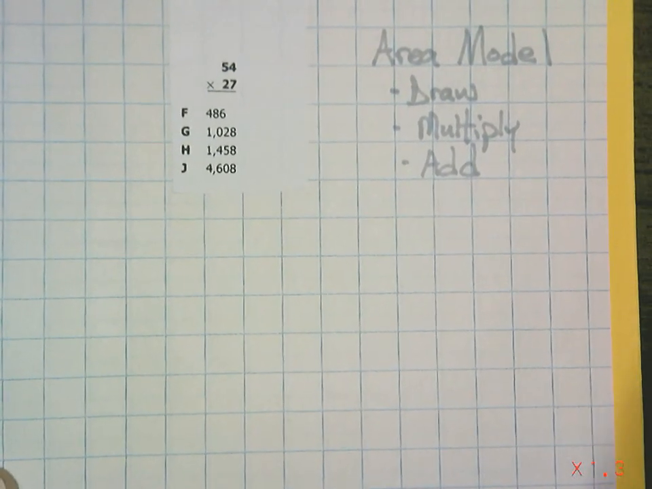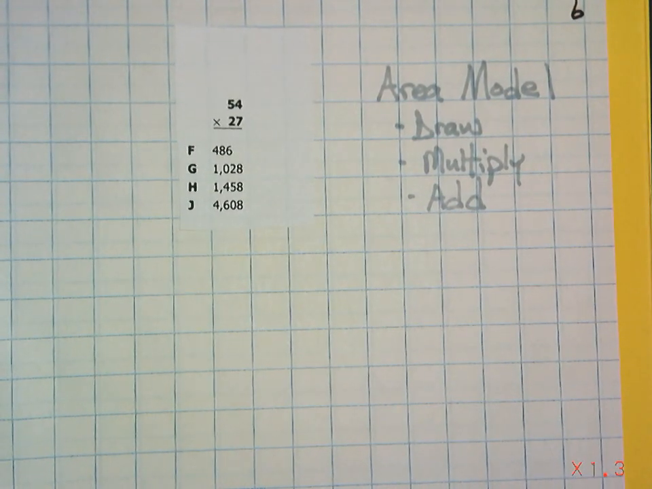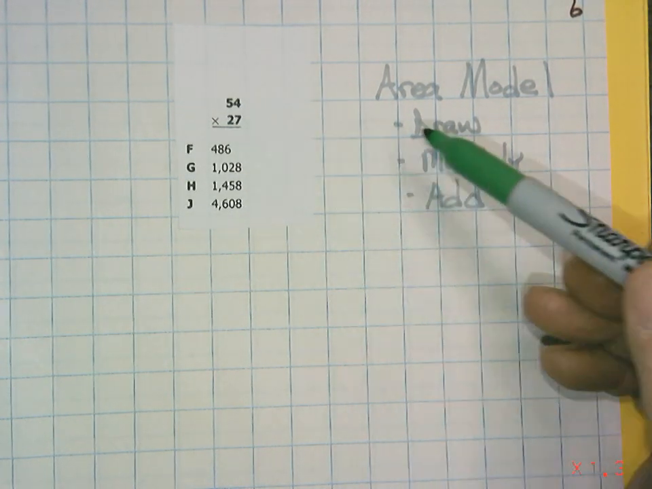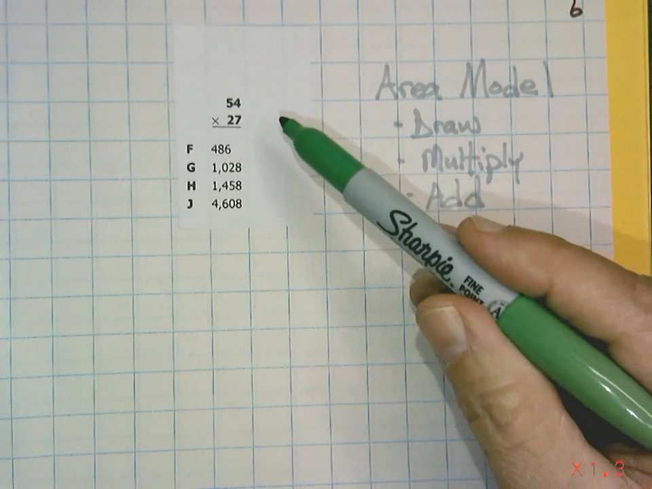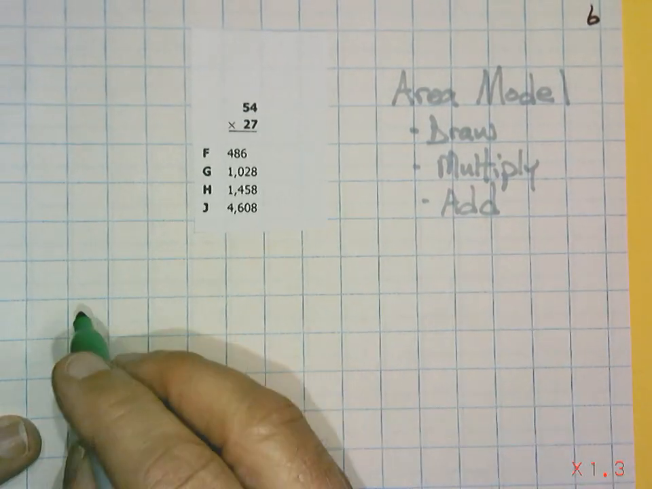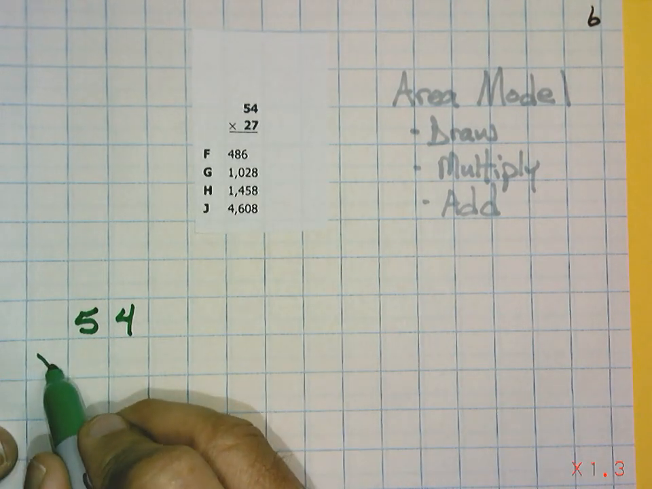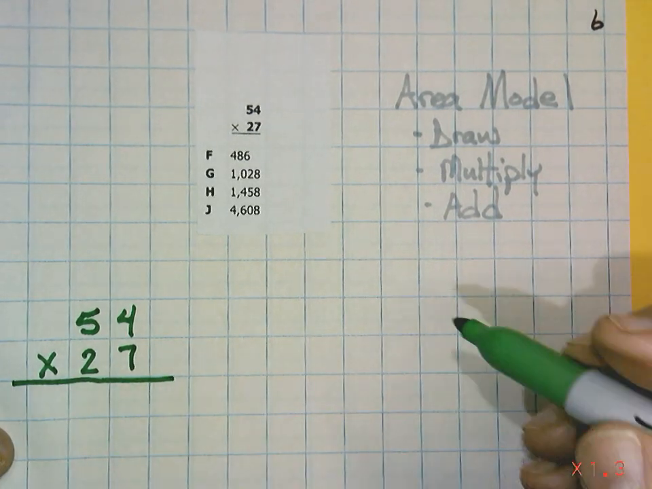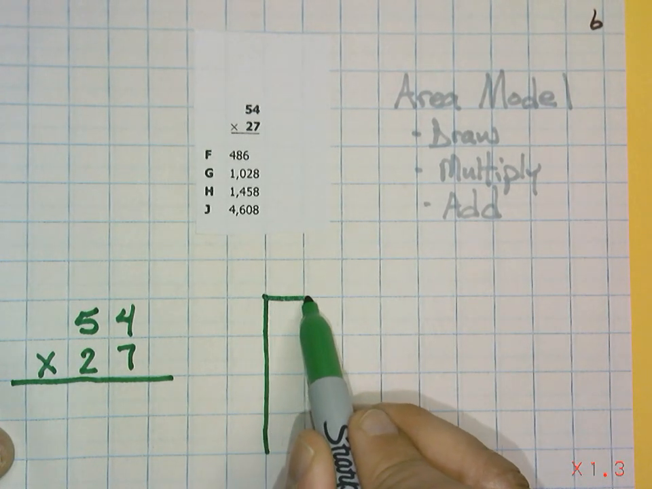Last problem. Not too bad on the directions, right? That's about as straightforward as you can get. 54 times 27, and clearly we want an exact answer. Let's try an area model where we draw, multiply, and add for the 54 times 27. Okay. 54 is 27. Let's see if we can get this model okay.